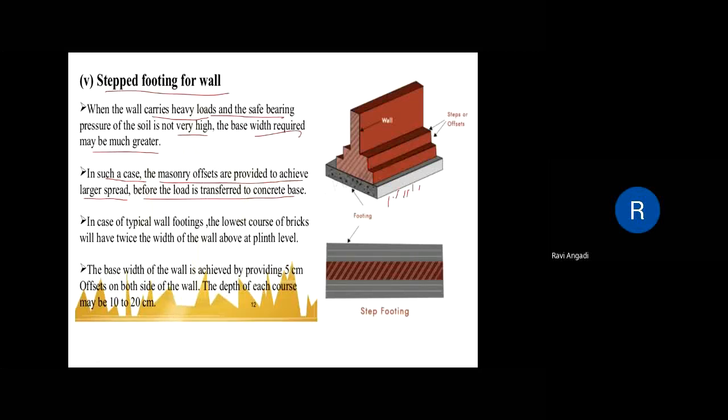Then in the case of typical wall footings, the lowest course of bricks will have twice the width of the wall above the plinth level. Means whatever wall you are constructing, the width should be twice of that. Then the base width of the wall is achieved by providing a 5 centimeter offset on both sides of the wall. The depth of each course may be 10 to 20 centimeters. The offset will be 5 centimeters. Again, after constructing the first, then again the offset will be 5 centimeters, 5 centimeters, like this. Okay, is it clear? The stepped footing for a wall.